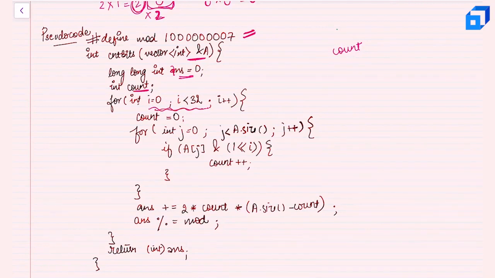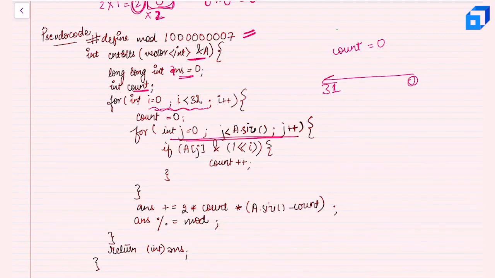So I will traverse all the bit positions. I'm considering here that my integer is of 32 bits, so I will be iterating over all the 32 bits. It will start from the 0th position and move to the most significant bit position. So from 0 to 31 I'll be going, then my count is initially 0, and then I'll be iterating over my array, the given array.